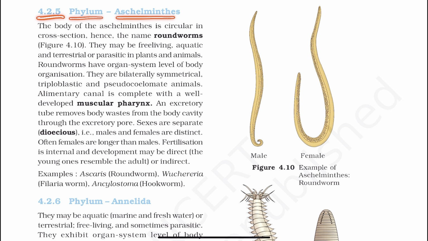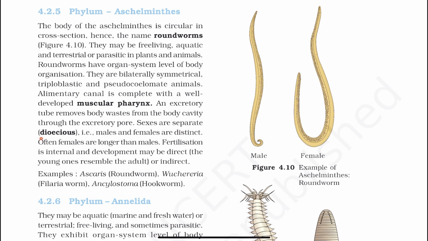4.2.5 Phylum Aschelminthes. The body of Aschelminthes is circular in cross section, hence the name roundworms. Figure 4.10. They may be free living, aquatic and terrestrial, or parasitic in plants and animals. Roundworms have organ system level of body organization. They are bilaterally symmetrical, triploblastic, and pseudocoelomate animals. Alimentary canal is complete with a well-developed muscular pharynx. An excretory tube removes body waste from the body cavity through the excretory pore.